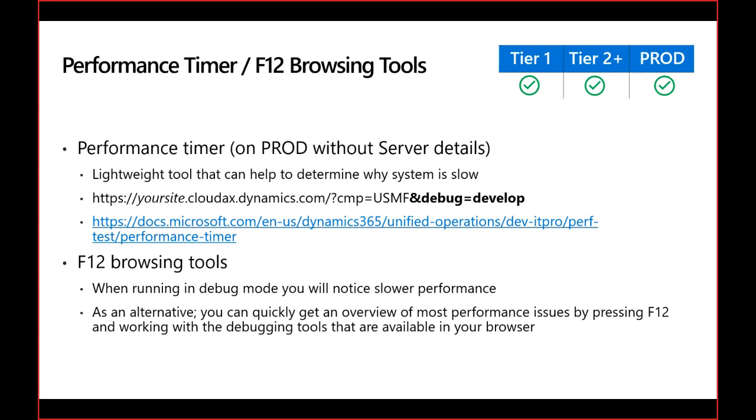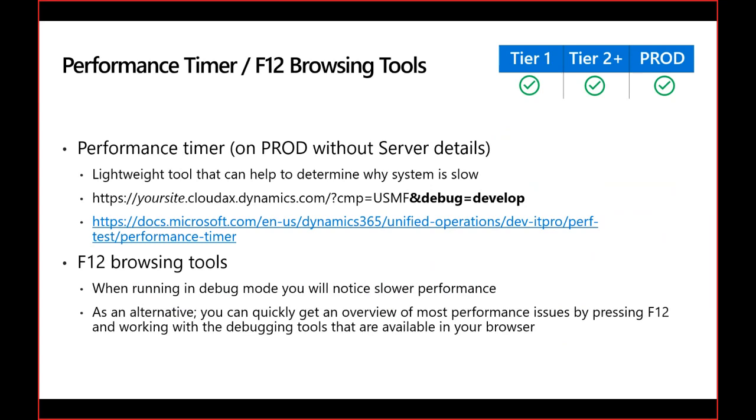Then the other tool that Marcus will show you is the Performance Timer and also the F12 browser tools, which depend on the browser type, correct? But the Performance Timer is a built-in tool. It's a very lightweight tool inside Dynamics 365 for finance and operations in your web browser client. If you have the URL and you add to that debug=develop, there are different options. There's also debug=true. Then you will come into a different view, which Marcus will show you.